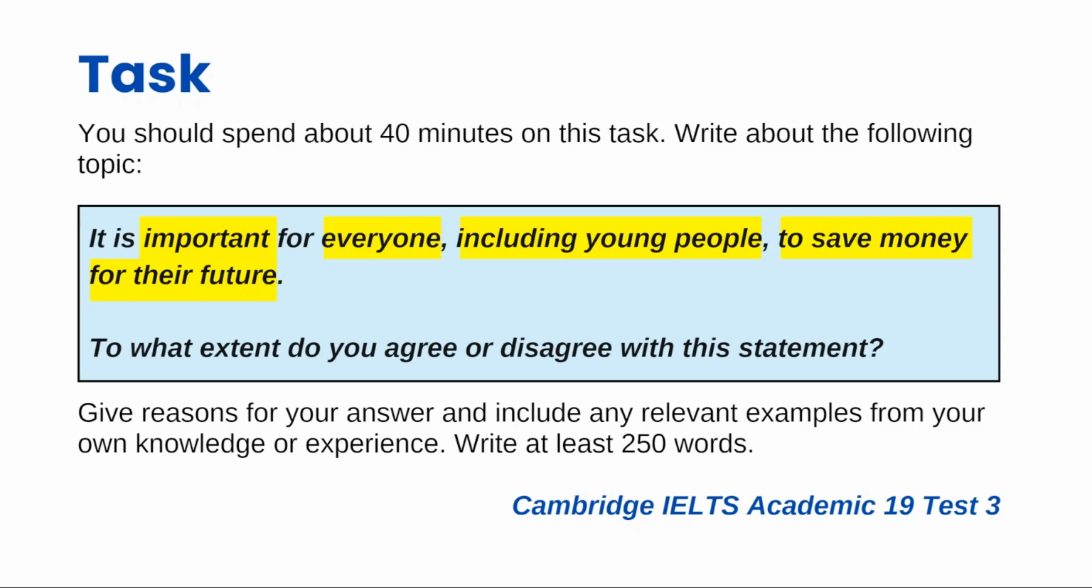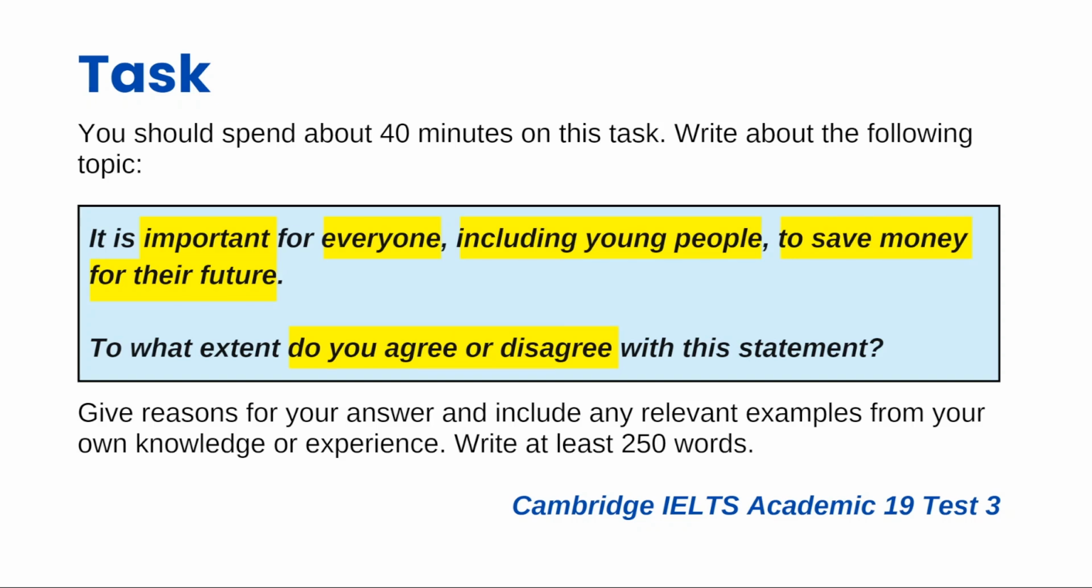I think IELTS has written it like this because often test takers will respond to this task by writing just about young people. But they want you to talk more generally about everyone. So that's the topic statement, and then you have your question, which tells you how to respond to this task.